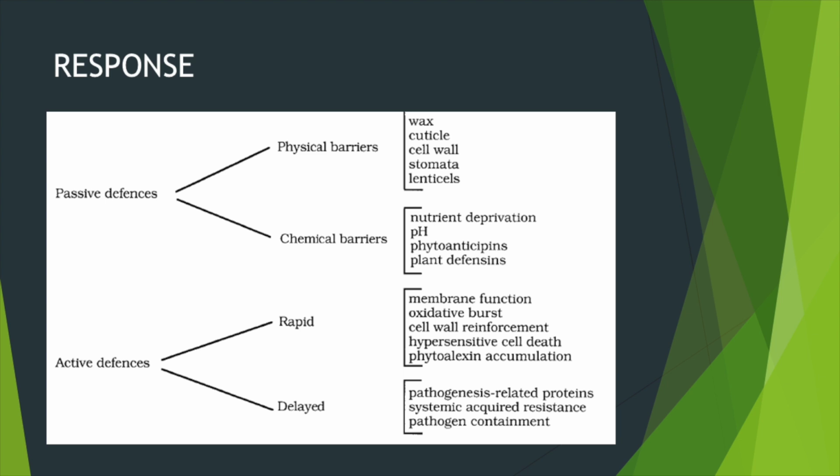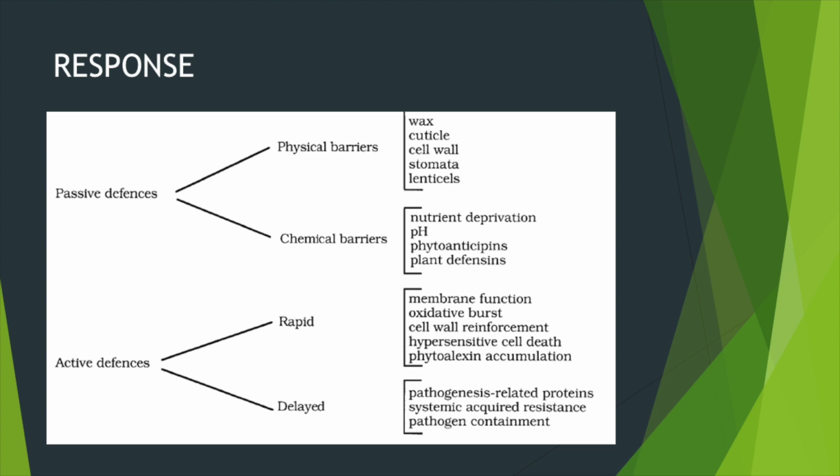The fourth kind of chemicals that are produced is called phytoalexins. These molecules are produced only after the pathogen attacks the plant cell. So once the pathogen attacks the plant cell, these chemicals are synthesized. This is the difference between phytoanticipin and phytoalexin.